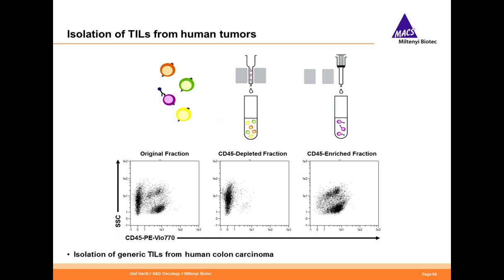So next to the optimization of this protocol for mouse TIL isolation, we have now also recently released the human counterpart, which now also shows you very nice results when working with primary human material. As you see here, this is a human colon carcinoma, which we have dissociated. And then you see again in the flow-through fraction, you have your CD45 negative, mostly tumor cells, endothelial cells, fibroblasts, and then in the positive fraction, your isolated CD45 positive cells.